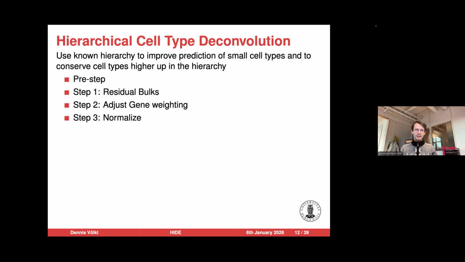Let me now briefly explain how this model works. This model is a top-down approach, meaning that we first perform the deconvolution on the coarsest grained layer, meaning the major cell types like T cells, epithelial cells, myeloid cells. And then we use the knowledge from this better solvable problem to deconvolve the lower levels.